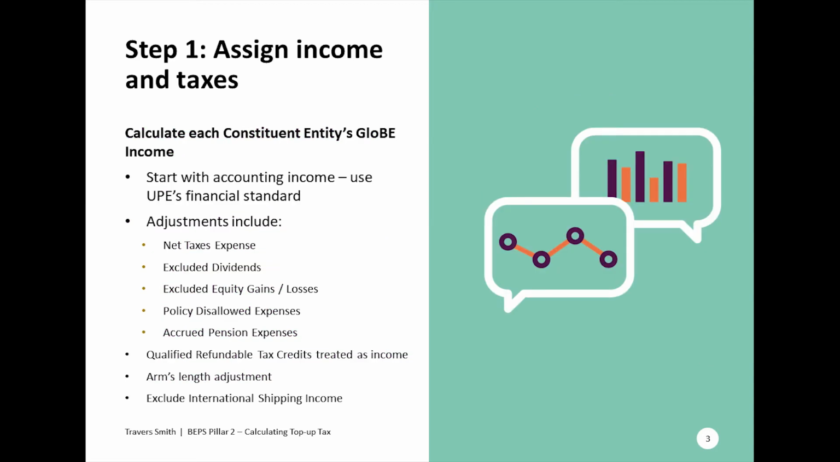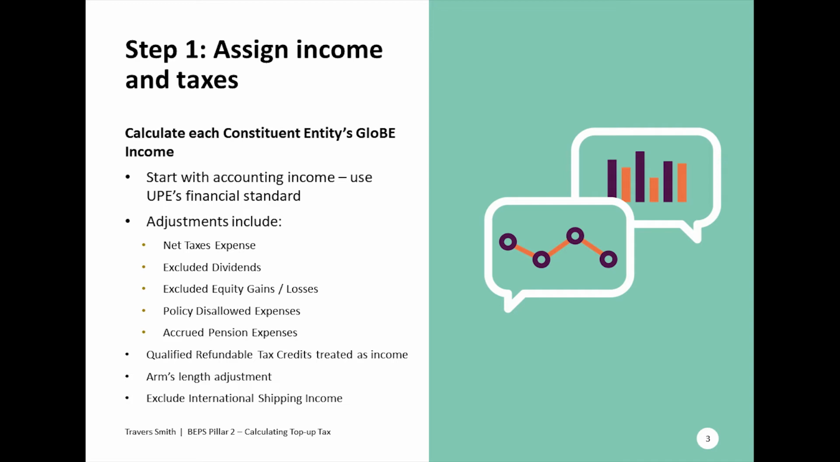The next step is to calculate each constituent entity's GloBE income. And one starts with accounting income using the ultimate parent entity's financial standard. To this, a series of adjustments need to be made. So the first thing to do is to add back the net taxes expense. And this is made up of covered taxes, we'll come on to the meaning of that in a minute, top-up taxes, deferred tax assets, for example, if there was a loss for the year. All of these will be reflected in the tax expense shown in the accounts, and you would need to add this back. The next thing to strip out are excluded dividends.